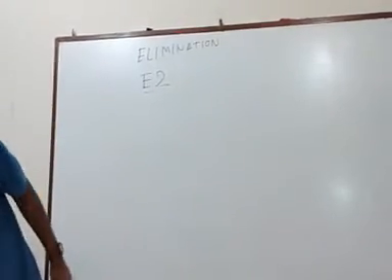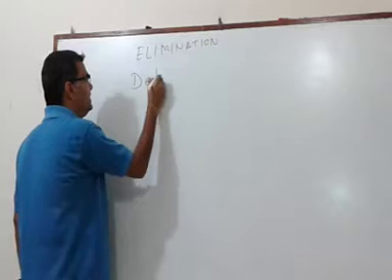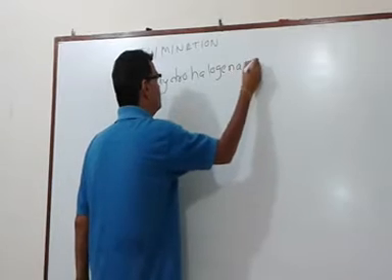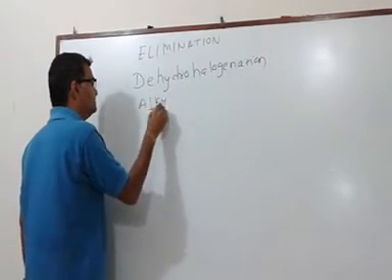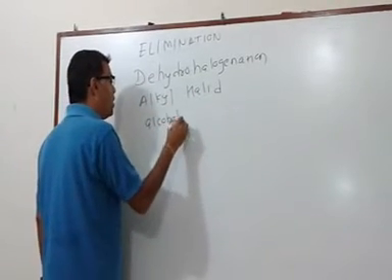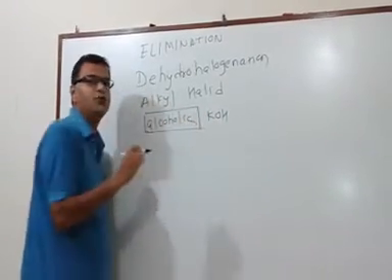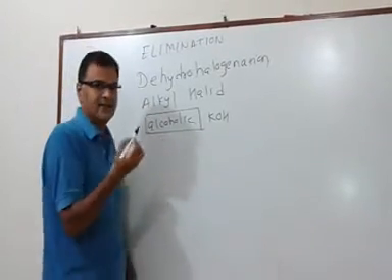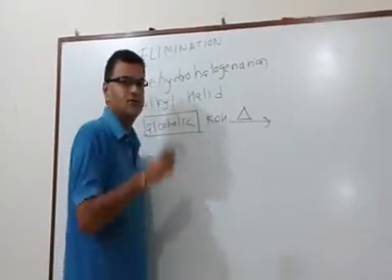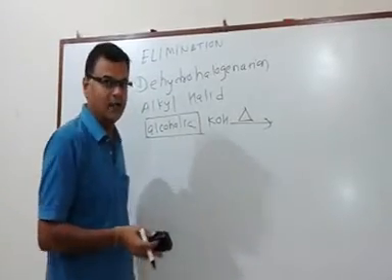Let us see the most commonly taken example of the E2 mechanism, which is dehydrohalogenation of an alkyl halide in presence of alcoholic KOH. Now, why we have to take alcoholic KOH, I am going to discuss separately. For the time being, just understand that KOH must be alcoholic and we must apply heat. It has to be at a higher temperature. A higher temperature will favor this reaction. Let us see the mechanism now.